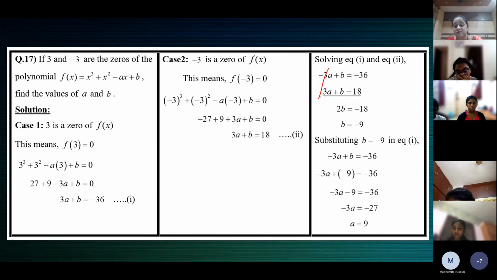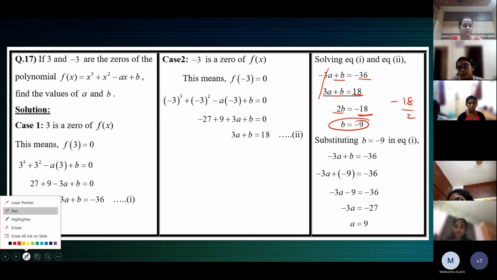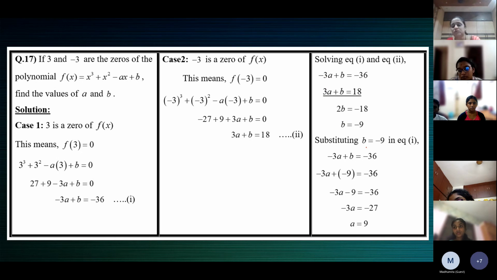Minus 3a plus 3a gets cancelled because the value is 0. Plus b is plus 2b. Minus 36 plus 18 is minus 18. So b is equal to minus 18 by 2, which is minus 9. So you found the value of b. Now substitute b is equal to minus 9 in any one of the two equations, either 1 or 2. Substitute and find the value of a.